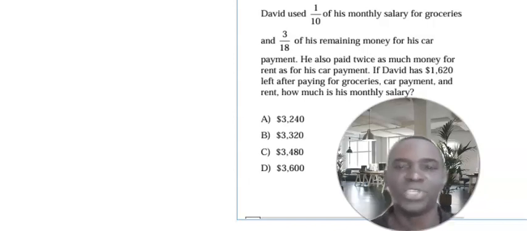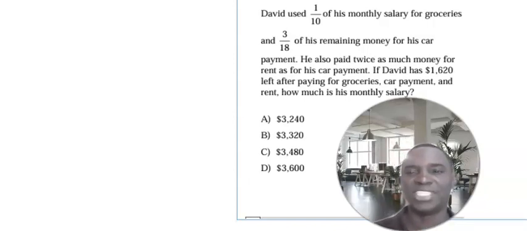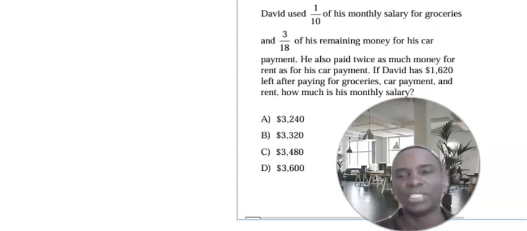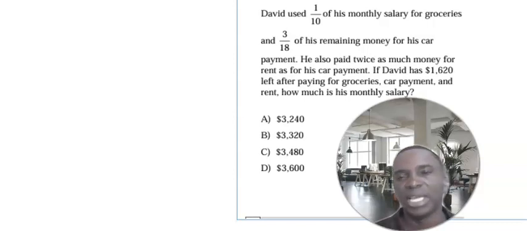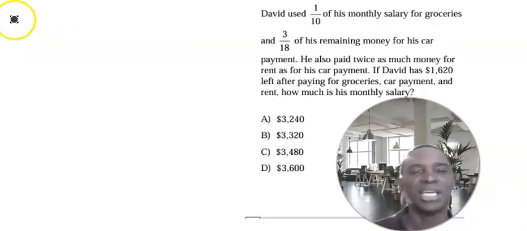So let's quickly look at this question. David used 1/10 of his monthly salary for grocery, and 3/18 of his remaining money for his car payment. He also paid twice as much money for rent as for his car payment. If David has 1,620 left after paying for grocery, car payment and rent, how much is his monthly salary? Our duty in this question is to look for the monthly salary. So we are going to generate a linear equation which we should solve to get the monthly salary. So what we are going to do now is to represent that monthly salary with a variable.